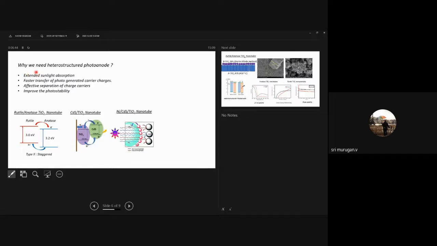So I basically work on a heterostructure photoanode. This heterostructure has some advantages. We can extend the sunlight absorption range, and the photogenerated carriers can be easily transferred. Faster transport will be achieved if it is a heterostructure. I am using a type 2 heterostructure.